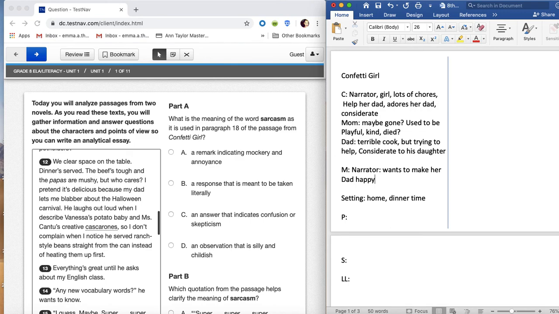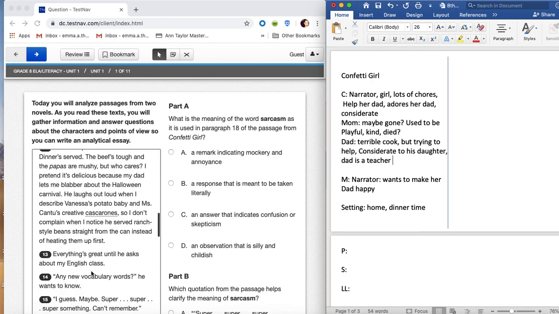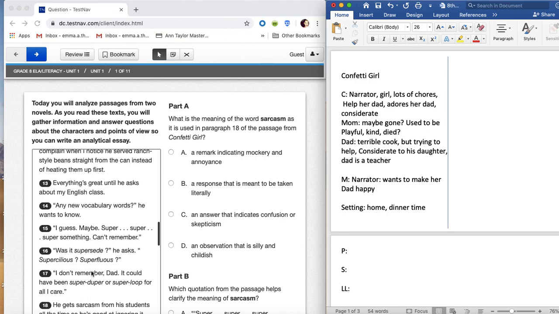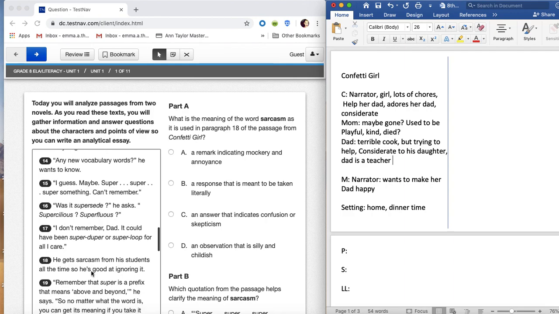Do I know anything else? Oh, I learned that the dad is an English teacher. It said his class, so I'll just add that. Her dad is a teacher, because it said he gets sarcasm from the students all the time. All right, so I don't think I have anything else, so I'm going to keep reading, picking up on paragraph 19.